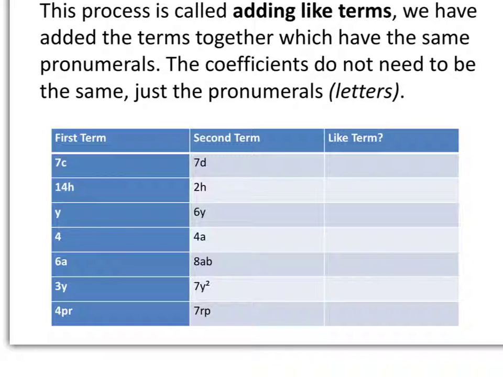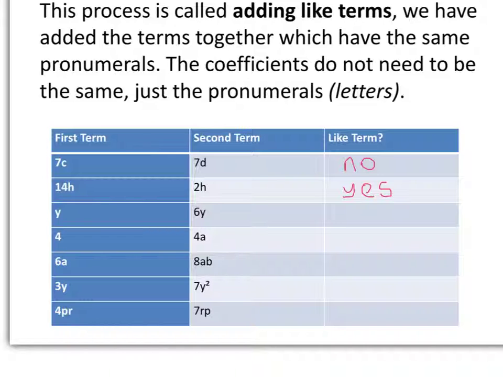So the first one we have 7C and 7D. Remember that we don't need the numbers, the coefficients, to be the same, but we do need the pronumerals, the letters, to be the same. So this first set, they are not like terms. If we're looking at the second pair, 14H and 2H, they have the same letter, so they are like terms. So we could potentially add those two together.